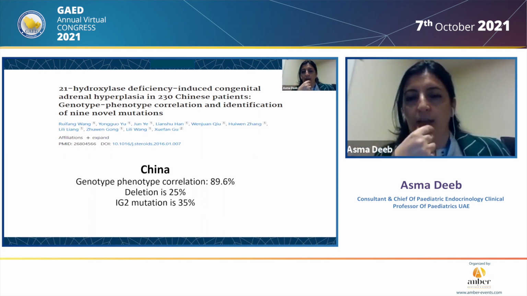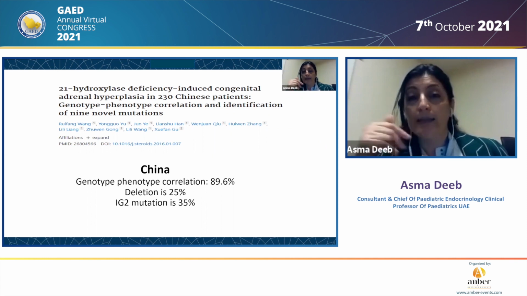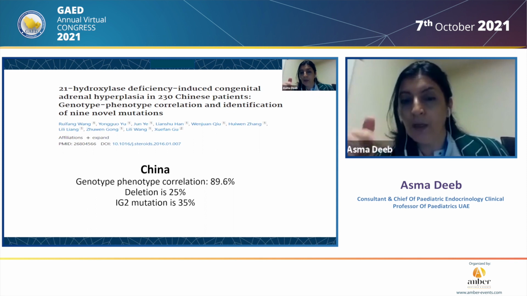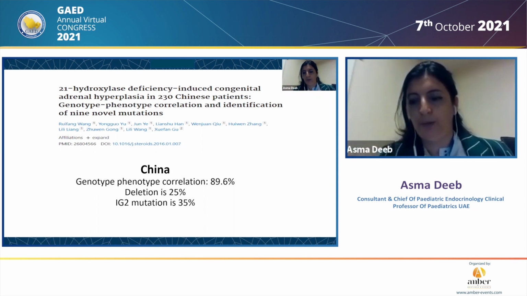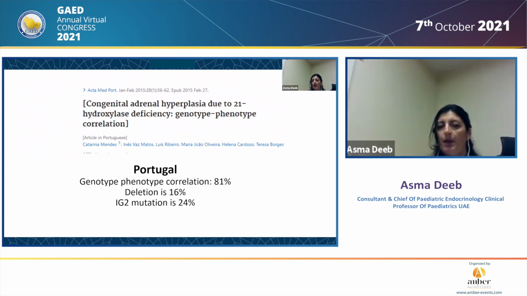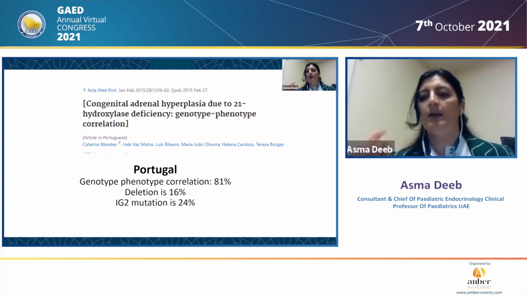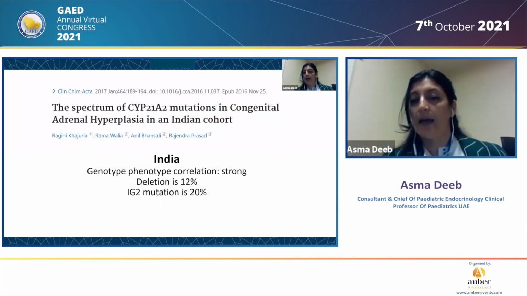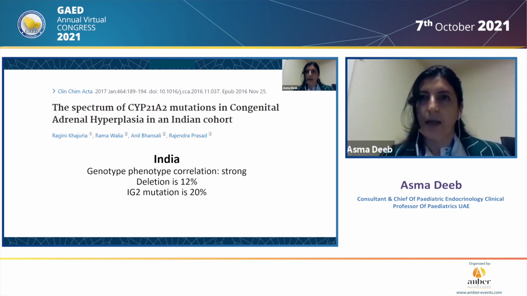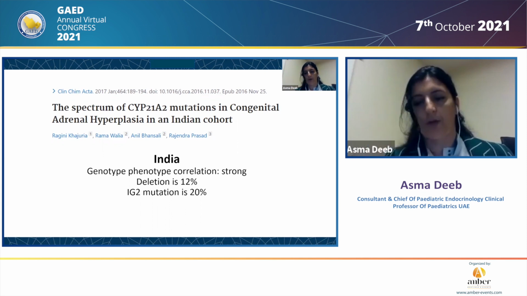First of all, in China, they showed the same correlation, over almost 90% genotype-phenotype correlation. The deletion was less common, so it's similar to our population in the Middle East. And in Portugal, even though it's a European country, the same was seen. Deletion is less common than the splice mutation, similar to China, similar to us in the Middle East. And in India, the same thing. So it's very interesting that different ethnic groups have different predilection to a different genotype.